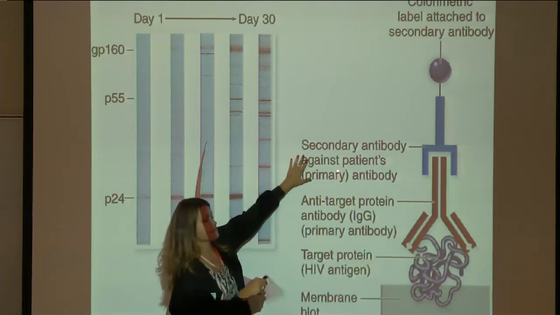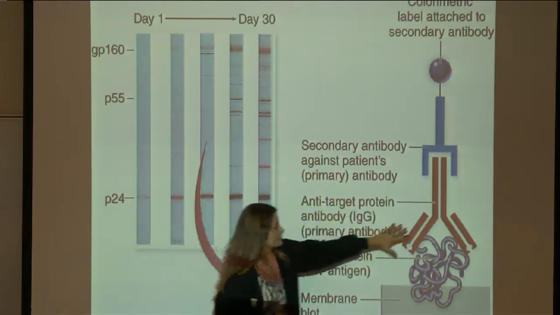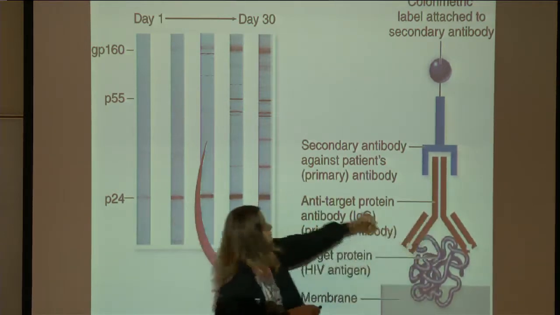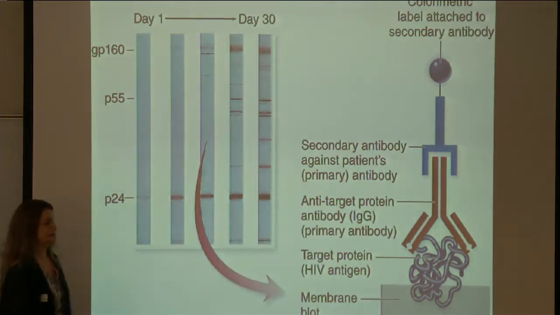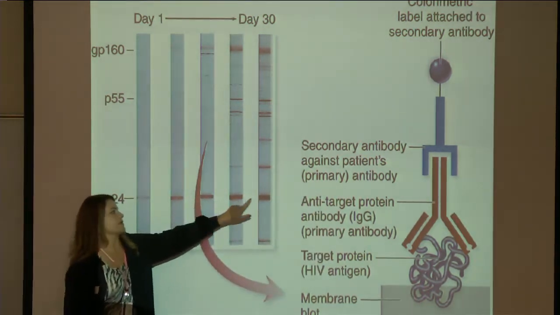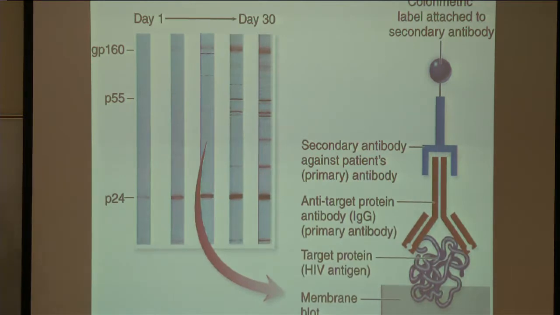Next up, you have to add that second antibody, because this we can't see. So we have to add the second antibody that has a little dye tag. And if this one is here, the second one attaches and it glows. That's how you know it's there. It's there, it's there, it's there. So you can see that band.